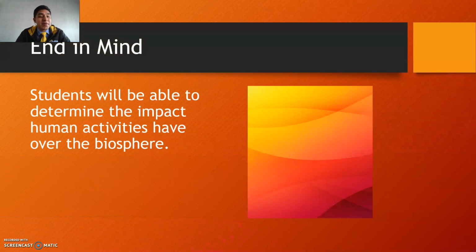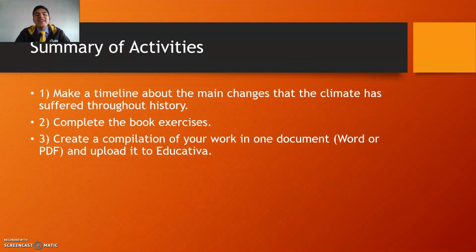Students will be able to determine the impact human activities have over the biosphere, which is an extremely interesting topic to analyze. And here you have a summary of the activities that you need to do. Number 1, make a timeline about the main changes that the climate has suffered through history. Number 2, complete the book exercises. And number 3, create a compilation of your work in one document, either a Word or PDF, and upload it to Educativa.